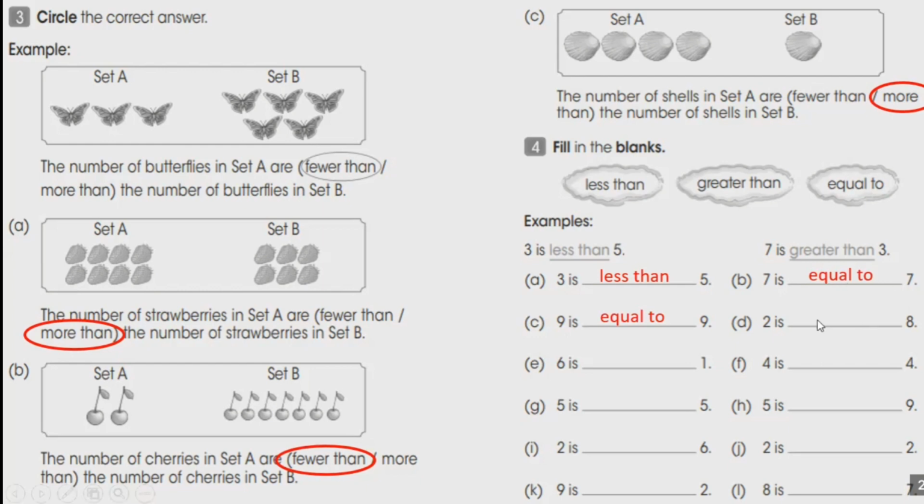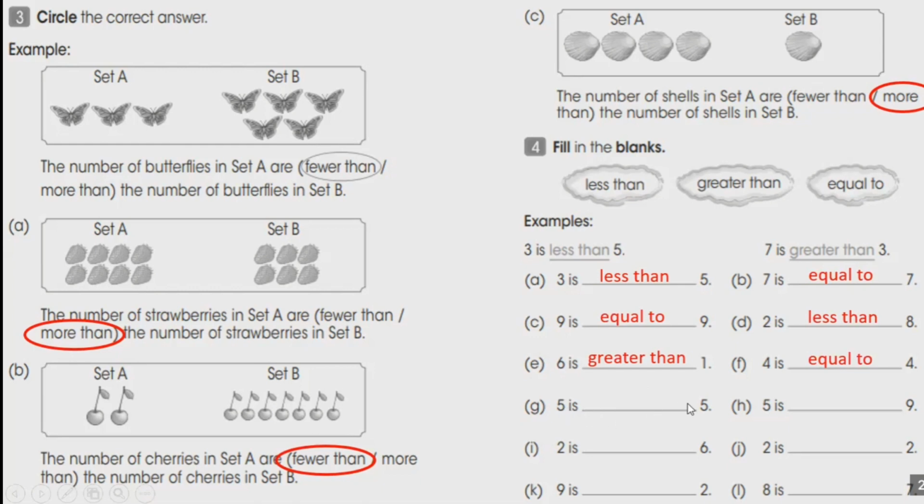So what are we going to use? We must not use equal to. We will just choose from the 2 in here, less than or greater than. So since 2 is smaller number, we will write here less than. How about number 6? Number 6 is greater, so we will write here greater. Number 4, the same number. The answer is equal to.